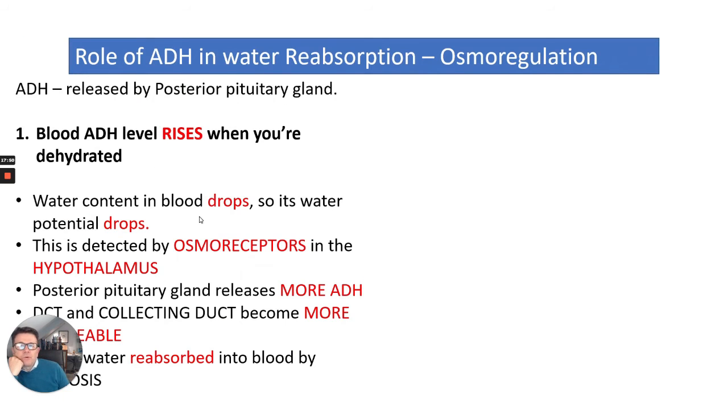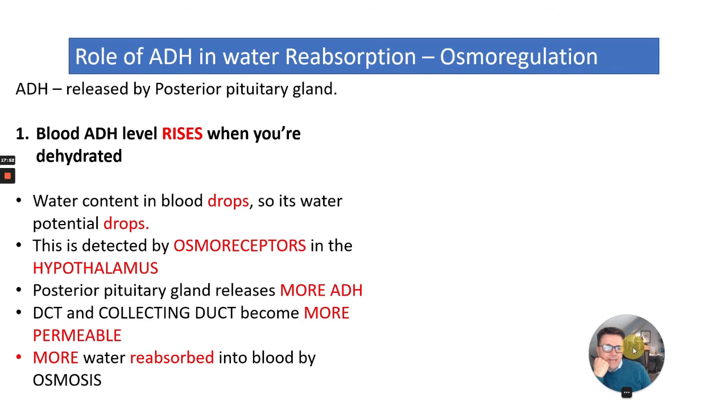Let's talk a bit about the role of ADH. Now this is quite easy really to remember. If you can remember what happens when ADH levels rise, it's basically the opposite for when it decreases. The first thing is ADH is a hormone. It's released by the posterior pituitary gland, but several things need to happen before it's released. First of all, let's imagine you are dehydrated. When you're dehydrated, blood ADH levels will rise.